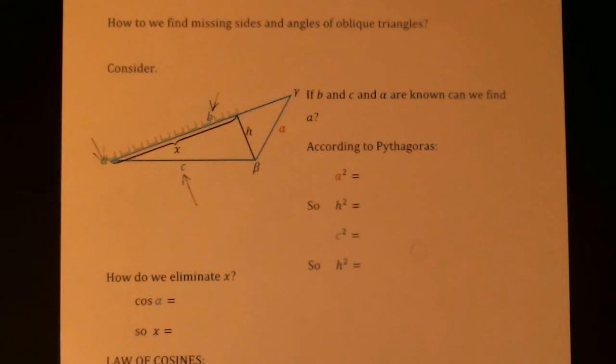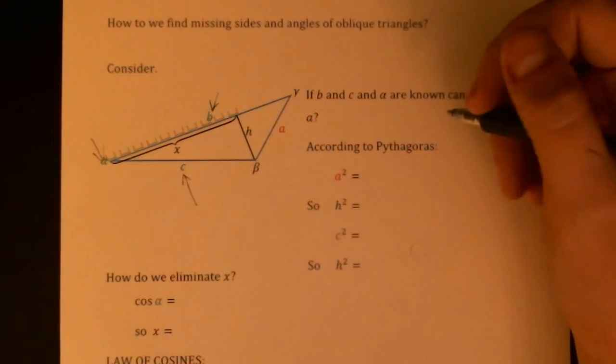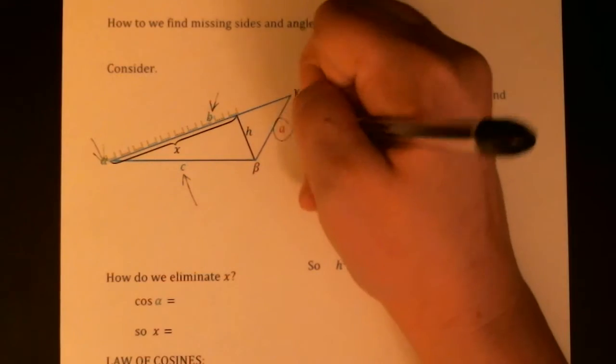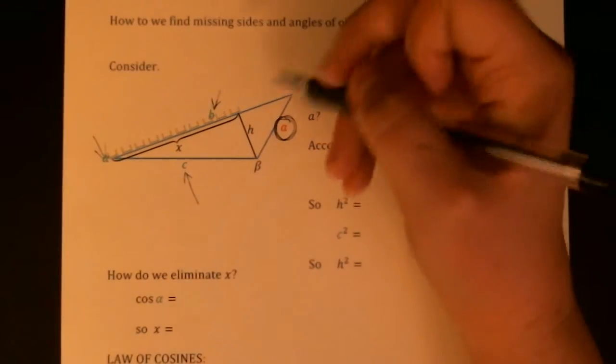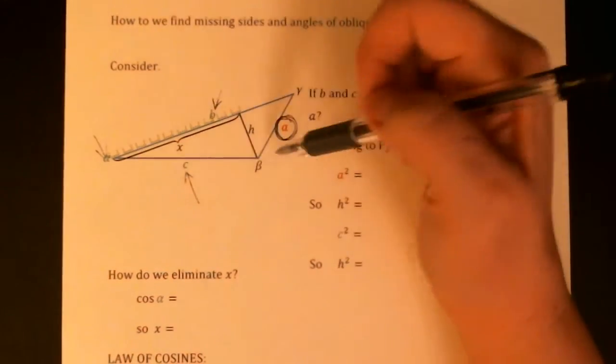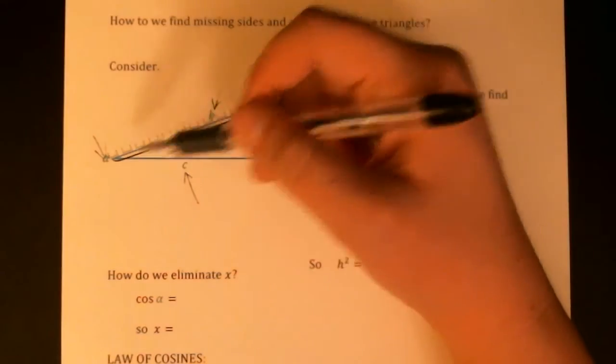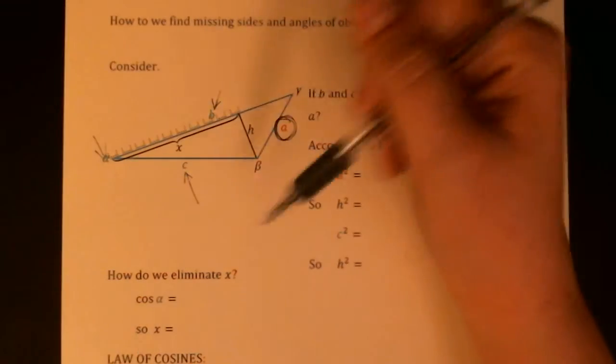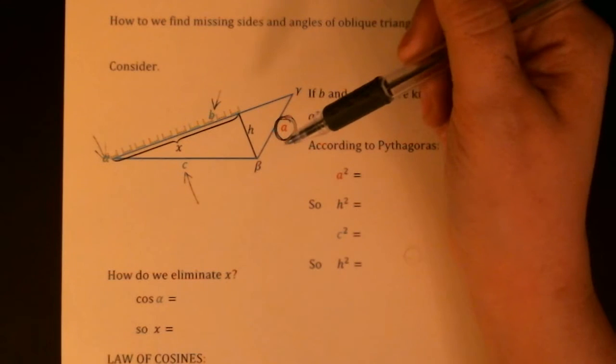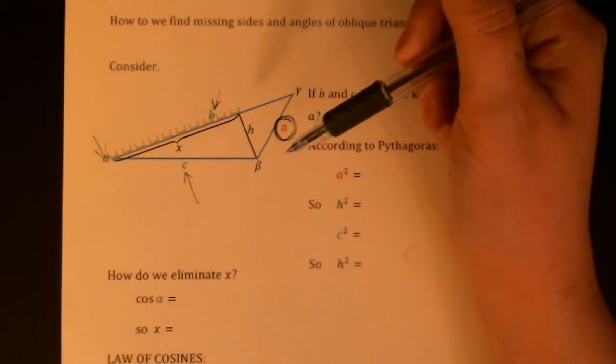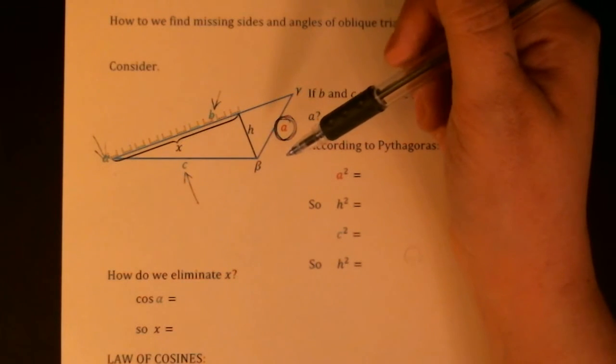Okay, and we would like to find the value of side length a. So the trouble right off the bat is that we don't have a right triangle, so we can't use any of our right triangle stuff. No Pythagorean theorem, no SOHCAHTOA definitions.